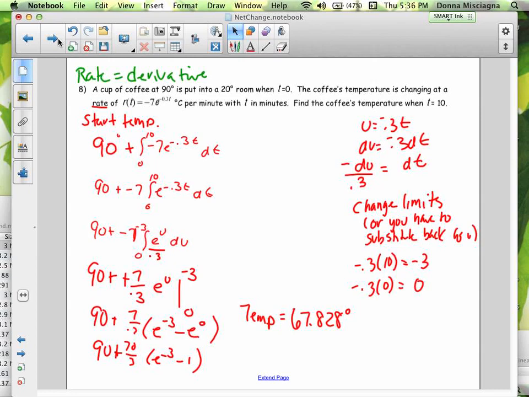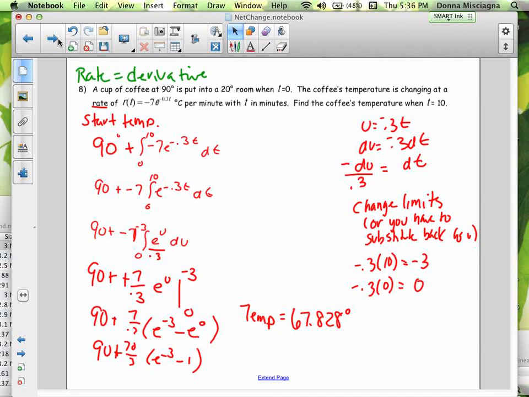If it says find the coffee's temperature when T equals 10, it means you're adding up all the infinitesimally small rectangles from 0 to 10. Make sure you know that you start at 0. If it says when T equals 10, you have to add up everything from 0 to 10. Negative time has no meaning, so we're not going to use negatives. Don't just try plugging in 10. It's the accumulated change, all the accumulations till you get to 10.